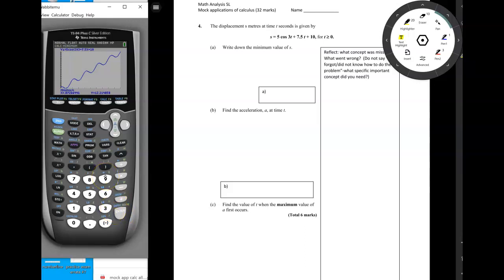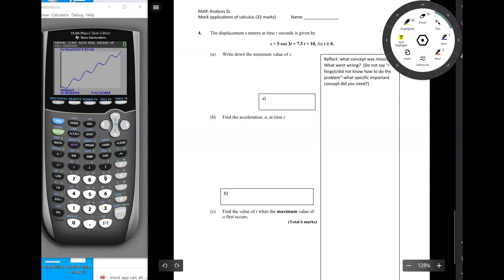And the minimum point is 0.873, comma, 12.2. Let me just change the color back to red. And they want the minimum value of S, not the value of T, so the answer would be 12.2.